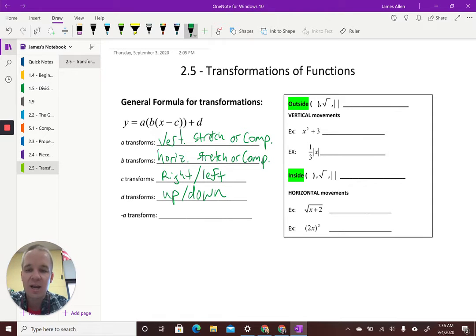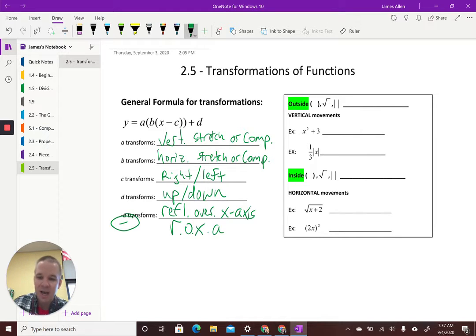And then lastly, negative A transforms. And what we're really focused on is just the negative out in front, the opposite, right? The negative there. That is going to be a reflection over the x-axis, or ROXA for short, because it's always fun to have a little abbreviation, ROXA. And remember, we are mainly focusing on that negative out in front of the A. The A is still its own transformation, but when it's a negative, there's a reflection, then the A will still stretch or compress it if it's a number other than 1.